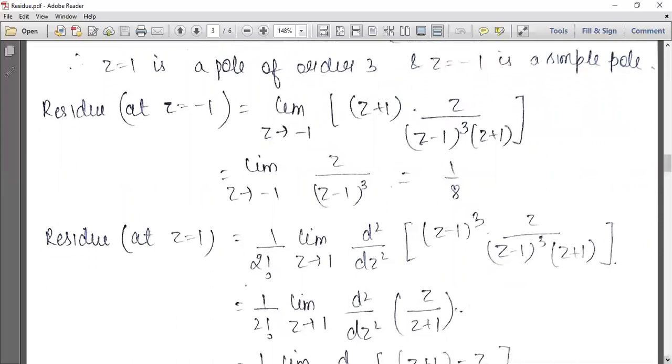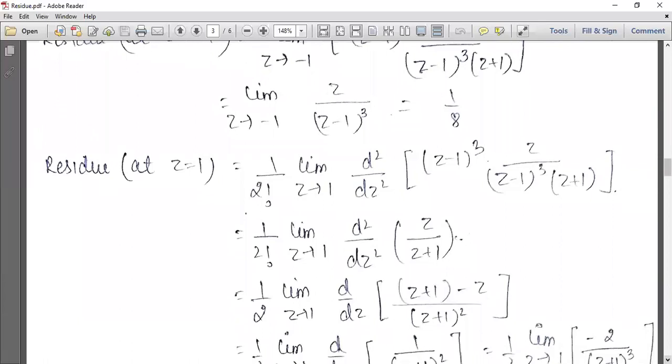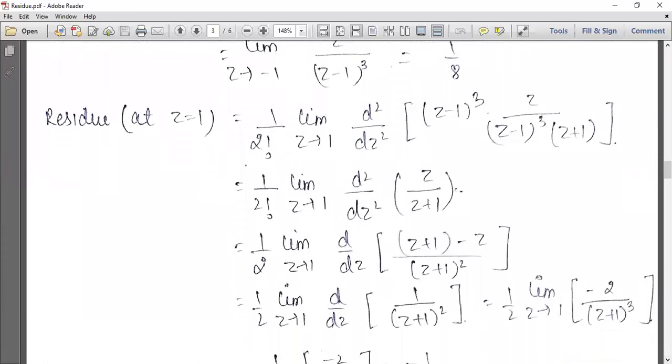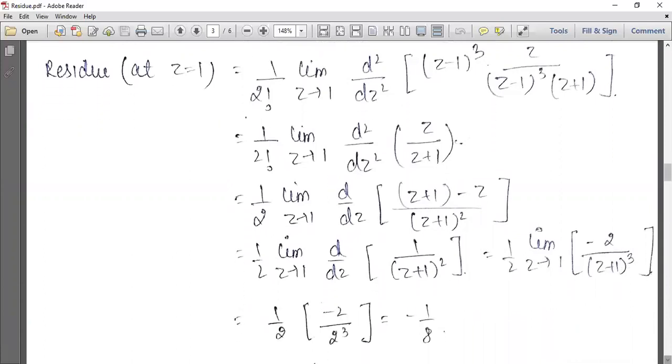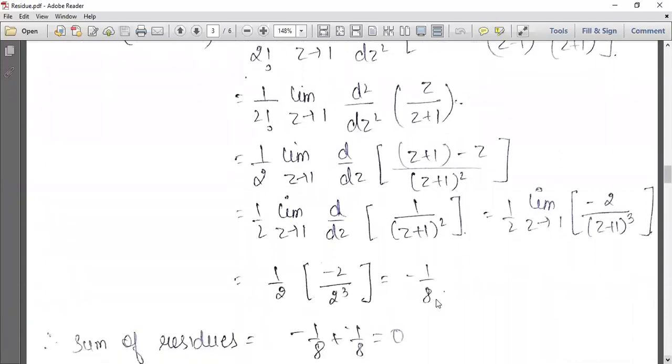Now first I need to find the second derivative of this function, which will be this. And now here the limit is z approaching to 1, so replace z with 1. And my final answer, by doing all the calculations, will be minus 1 by 8. So my question was to find the sum of residues. So residue at z equal to 1 is this, and residue at z equal to minus 1 was 1 by 8. And I will add, I will get my answer as 0.